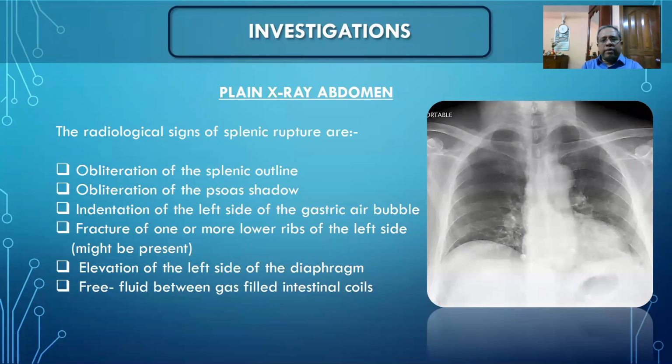Another one is elevation of the left side of the diaphragm. If the diaphragm is more elevated, there is a collection of blood inside the abdominal cavity on the underside of the left dome of the diaphragm. For that reason, the diaphragm shadow goes up, which indicates elevation of the left side of the diaphragm. In old edition books, another finding written is free fluid between gas-filled intestine coils. That can also indicate that the patient may have a splenic rupture with bleeding and free blood in the peritoneal cavity. So these are the plain X-ray findings of the abdomen.